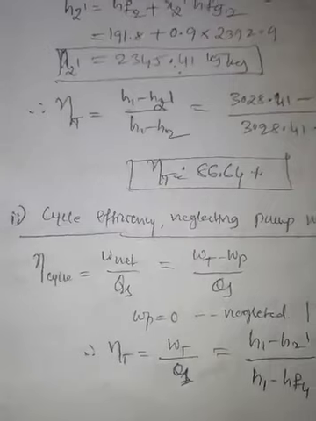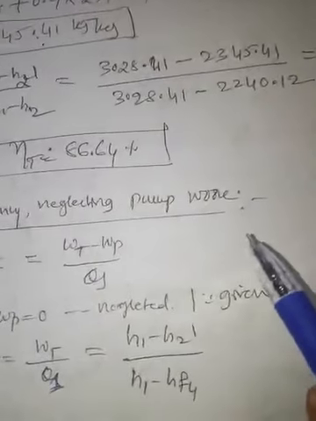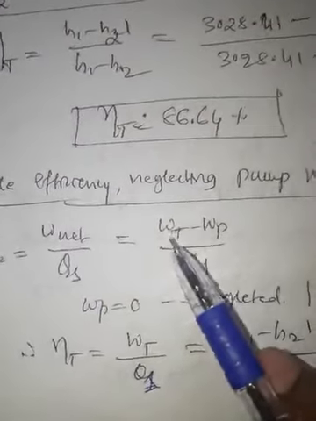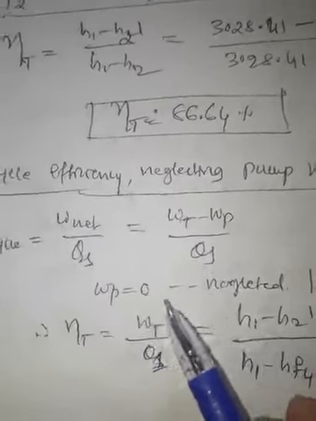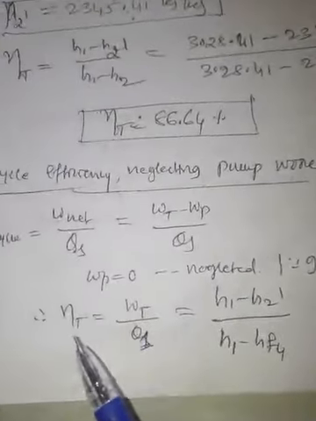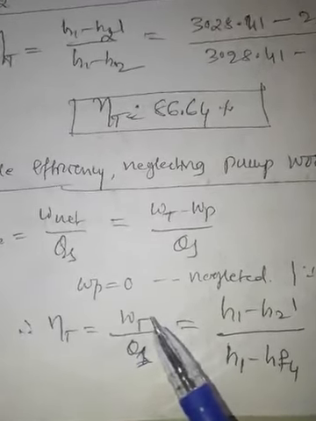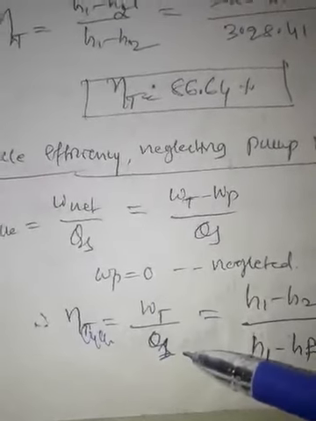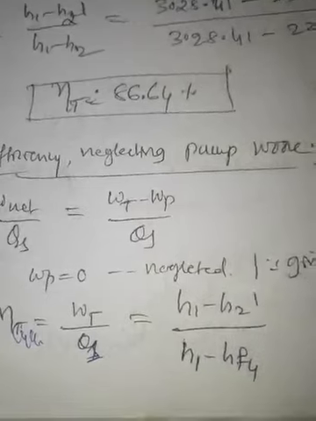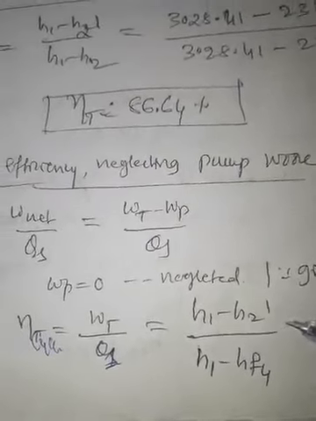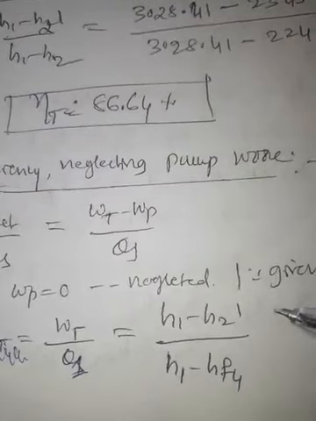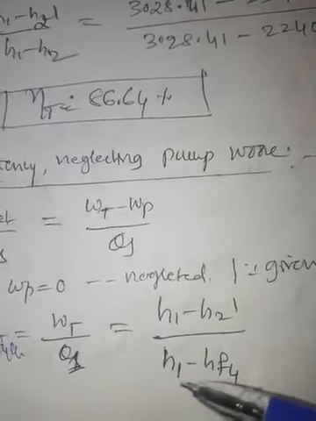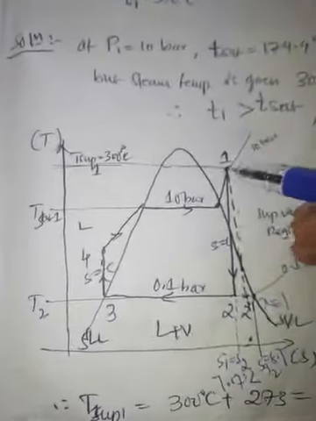Now we are also asked to calculate the cycle efficiency neglecting the pump work. We know cycle efficiency is net work upon heat supplied, that is turbine work minus pump work upon heat supplied. Pump work is 0 because we are told to neglect it. So cycle efficiency is turbine work divided by heat supplied, Q1. Turbine work is H1 minus H2 dash, which I need to consider because it is an actual vapor cycle problem. So it is H1 minus H2 dash divided by H1 minus HF4, where heat supplied is H1 minus HF4.